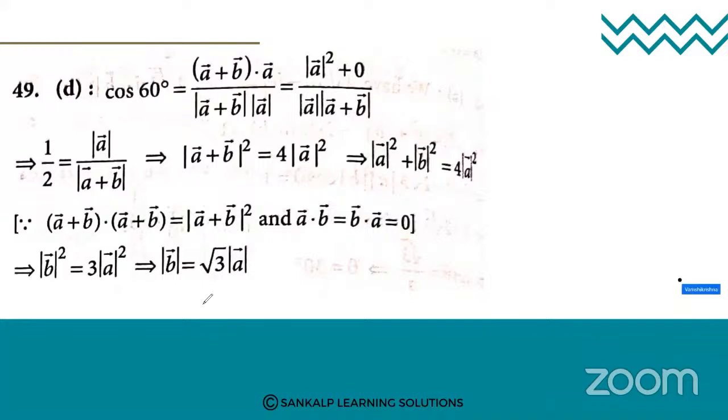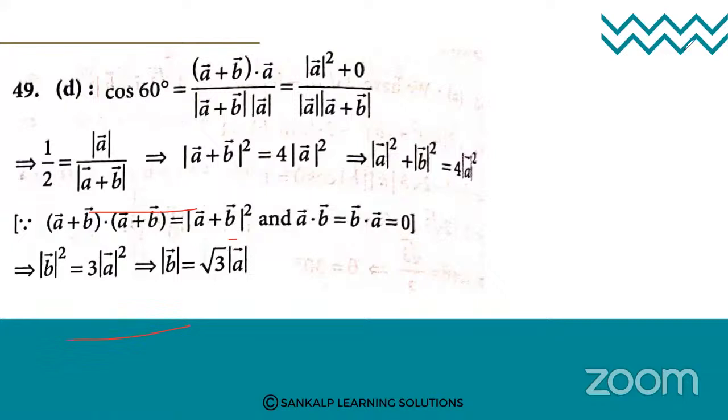On simplifying further, we get A dot B, (A plus B) dot (A plus B). When we multiply A plus B with itself, we get mod of A plus B whole square. So using the mod of A plus B whole square, on simplifying, we get it as root 3 times the determinant of A.